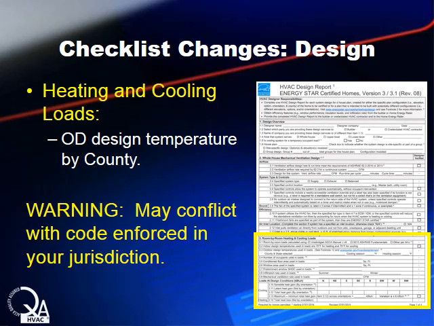The next part of the checklist deals with the heating and cooling loads. One of the changes that jumps out is the outdoor design temperature by county. Energy Star created a reference, a tool to help consolidate some design temperatures, especially when there might be multiple design temperatures in a single jurisdiction. I would offer a warning that that jurisdiction may still cite Manual J and want you to use those design temperatures, and they may not.